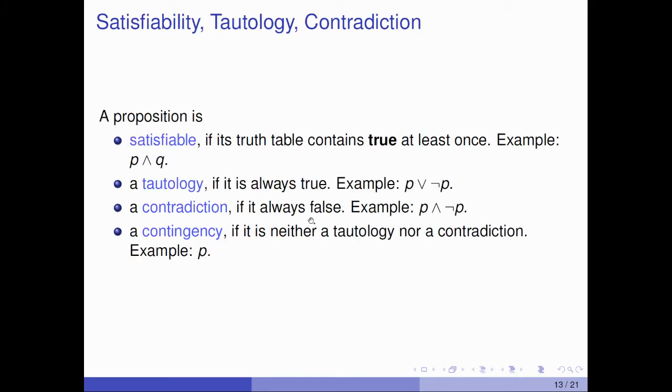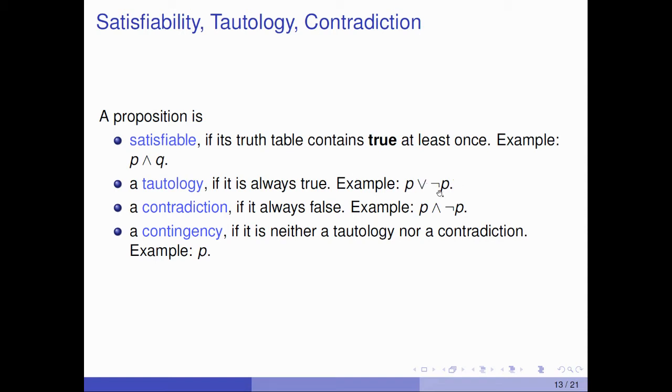Next, we have satisfiability, tautology, and contradiction. A proposition is satisfiable if its truth table contains true at least once. So remember, getting a true at least once in the truth table means the proposition is satisfiable. A proposition is a tautology if it is always true.